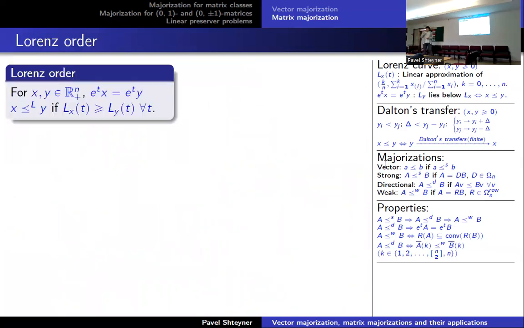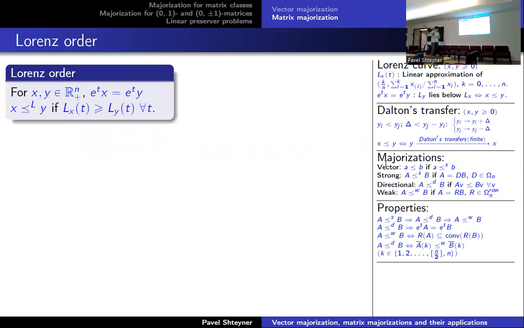Let's return to Lorenz order. It has very clear economical interpretations. Can we say something similar in the matrix case? The difficulty is that in the definition of the Lorenz curve, you have an order of the elements, and you can't see the other rows of a matrix. So you need some sort of different notion of Lorenz curve, or rather a different definition.